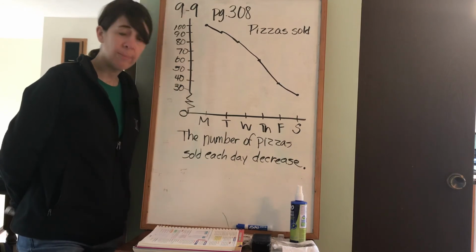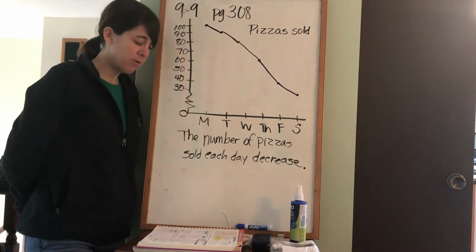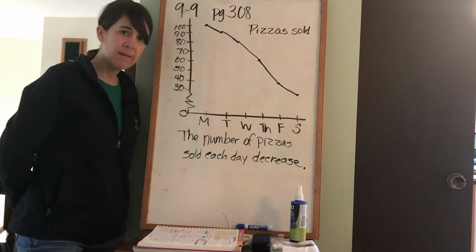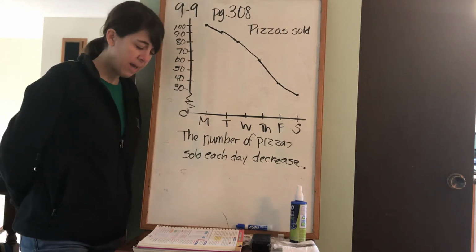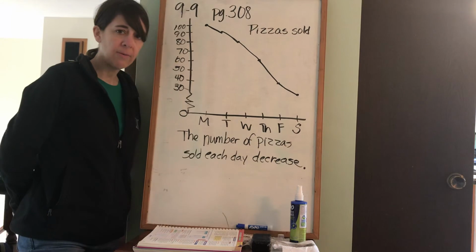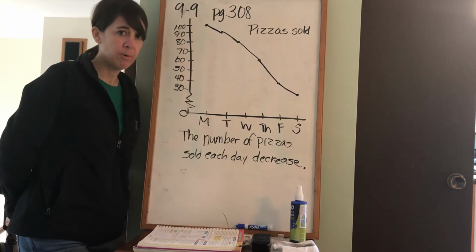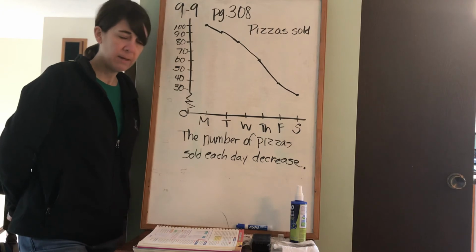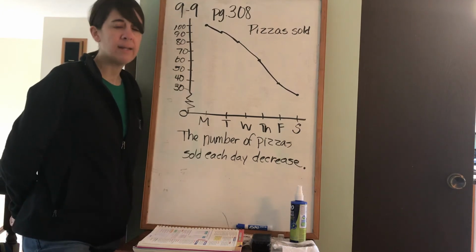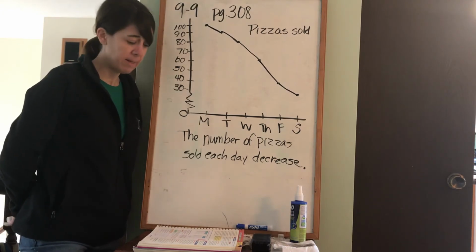Number 5 asks you about the range. Remember, that's where you take the greatest number minus the least for your data. And then you also need to find the mean or the average. Remember, that's where you add all of them up and then divide by the number of numbers. You add all of the data points up and divide by the number of numbers, just like we did the other day with central tendency.